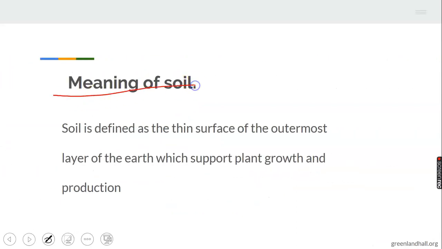Meaning of soil. What is soil? Soil is defined as the thin surface of the outermost layer of the earth which supports plant growth and production. That is the simple definition of soil. The uppermost layer of the earth. This tells you that crops are planted in the outermost layer of the earth, not deep beneath the earth's surface, but within the outermost layer of the earth. It supports plant growth and plant production.